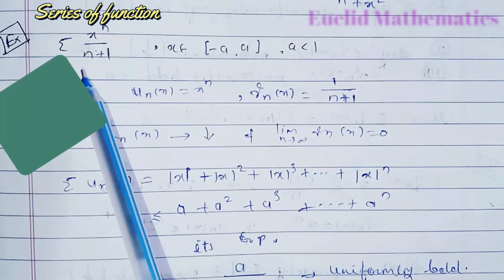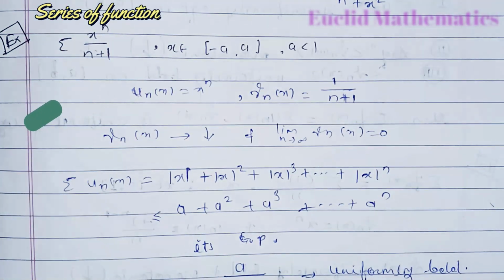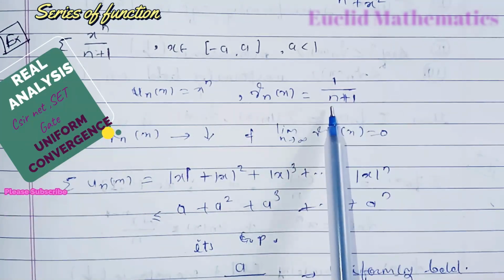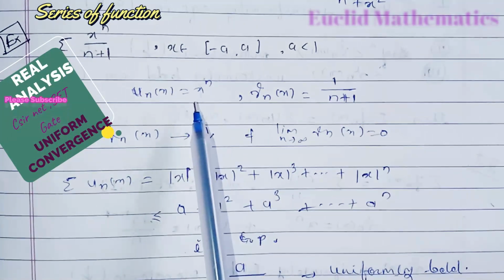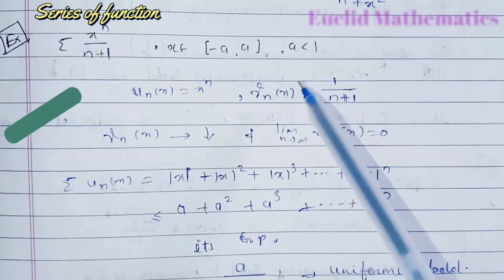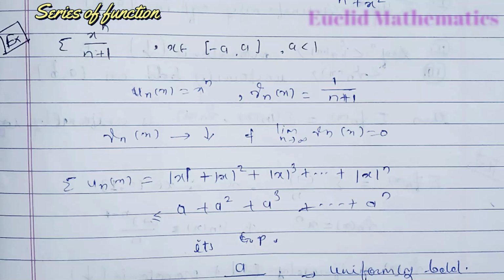The solution. As per the definition of the Dirichlet test, we have to convert our series of functions into the product of two different functions, u_n(x) and v_n(x). So I did it here: u_n(x) is equal to x raised to n and v_n(x) is equal to 1 upon n plus 1. You have to choose u_n(x) and v_n(x) very carefully, as we want one of them to be monotonically decreasing, and as n tends to infinity it goes to 0, and the other one's sequence of partial sums needs to be uniformly bounded.